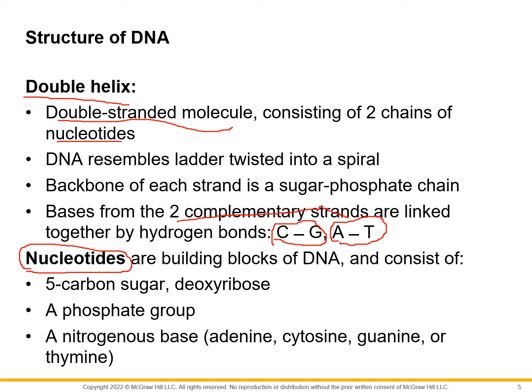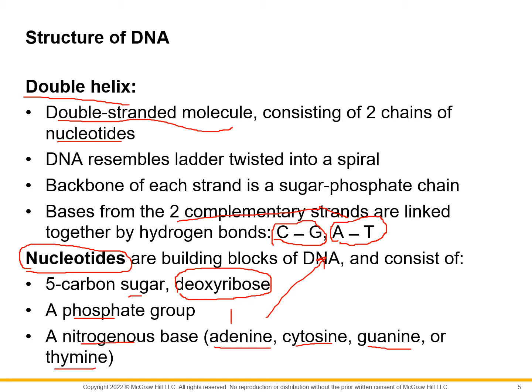Each nucleotide is going to have a sugar. In DNA's case, it's deoxyribose, so that's where we get deoxyribonucleic acid. It's going to have a phosphate group, and then it's going to have this nitrogenous base, and this is where we get the A's and the T's and the C's and the G's: adenine, cytosine, guanine, and thymine.